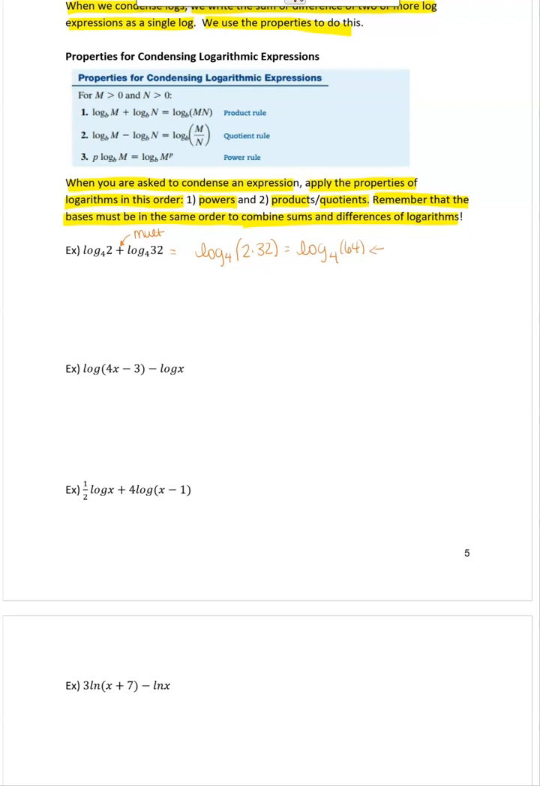Okay, so since there's no variable, we know that we could simplify, right? So this would give us 3.